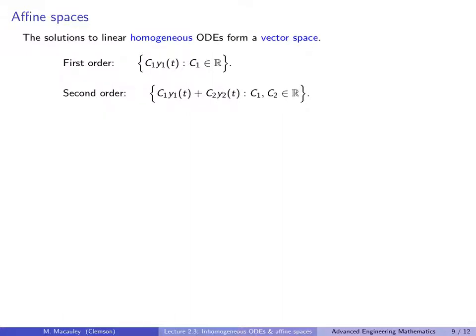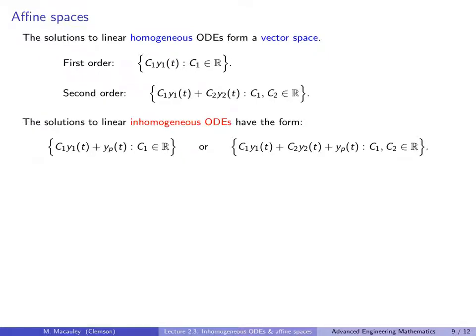For a second order equation, the general solution is two-dimensional. It's a two-dimensional vector space with basis y1 and y2 for any solutions that are not scalar multiples of each other. So we get something like C1 y1 plus C2 y2, where C1 and C2 can range over the set of real numbers or complex numbers if we choose to work in that domain.